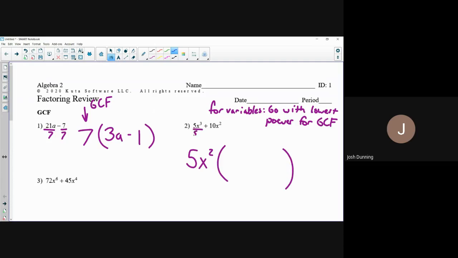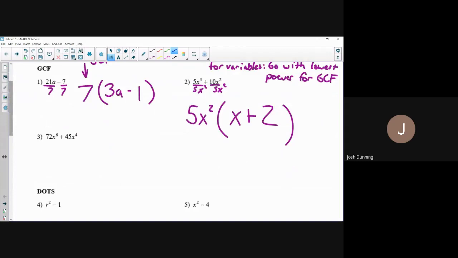Now you divide. 5 divided by 5 is 1. X cubed divided by x squared. Subtract those exponents. X to the first, or just x. You don't need the 1 in front. It's the same thing. 1x is just x. Divide the second term. Copy the plus. 10 divided by 5 is 2. Your x's are gone. Number 3.